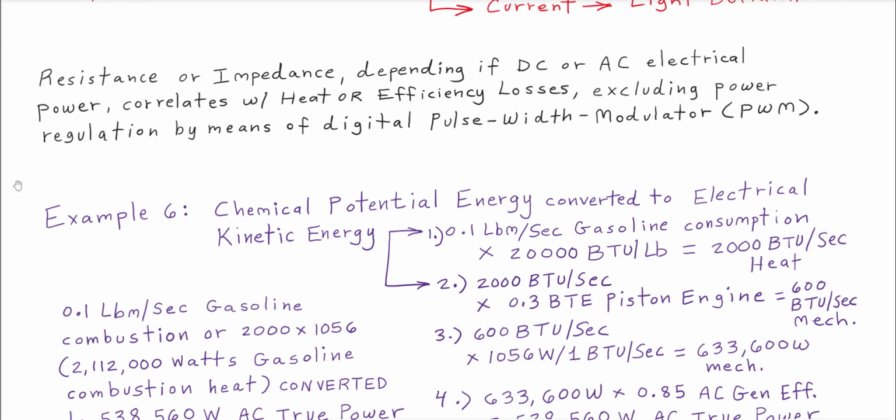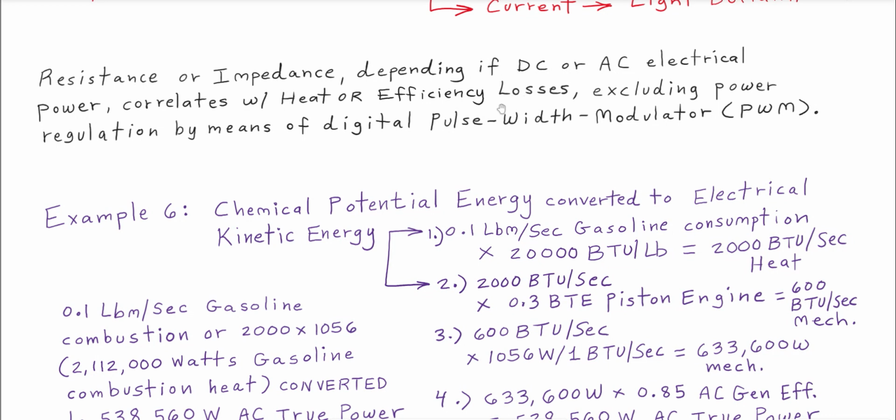So if we're dealing with just DC electrical power, then we are concerned with the resistance, or Ohm's law, which is the resistance times the current will yield the voltage. But if we're dealing with AC electrical power, then we're dealing with impedance, which is the effective voltage divided into the effective current to then get the Z value, or the impedance. So these correlate with heat or efficiency loss.